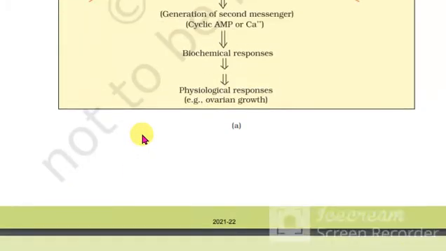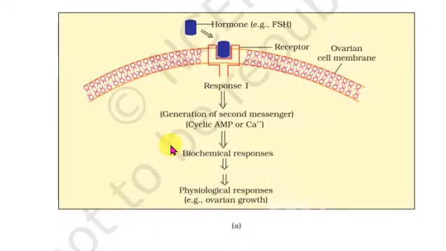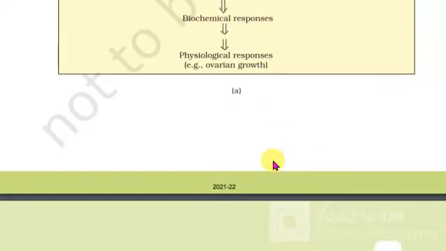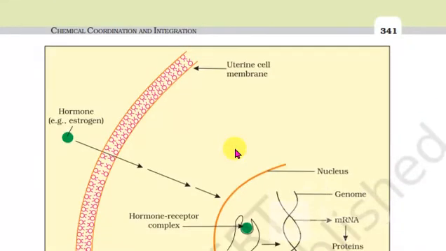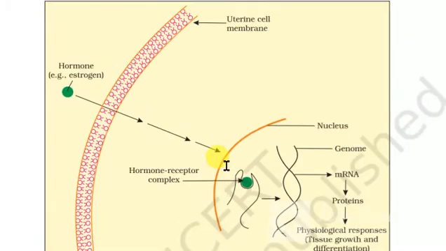This one is the hormone FSH. This is the binding site, the receptor. First response, this is the ovarian cell membrane. Response 1, generation of second messenger, cyclic AMP or Ca2+, then the biochemical responses, then physiological responses, example, ovarian growth. Second one is the diagrammatic representation of the mechanism of hormone action, protein hormone, steroid hormone.